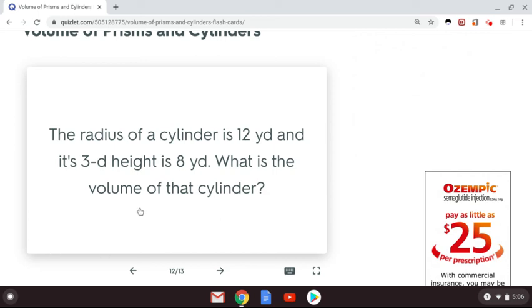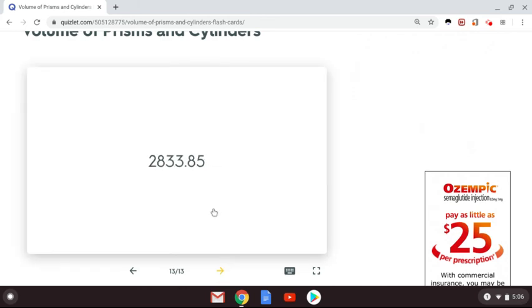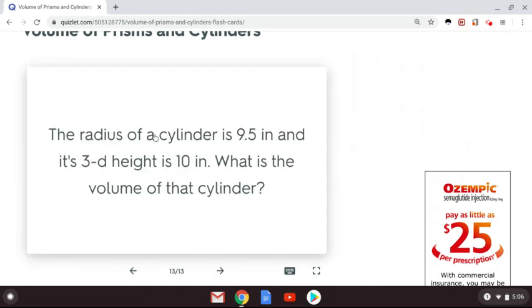Again, we'd be using the pi r squared h formula for this one. And finally, we have the radius of a cylinder is 9.5 inches and its height is 10 inches. What is the volume of that cylinder? So you'd go ahead and do the same thing and just simply plug in the numbers for your variables.